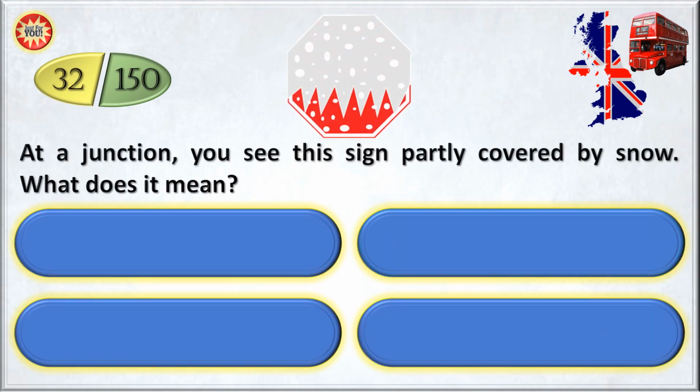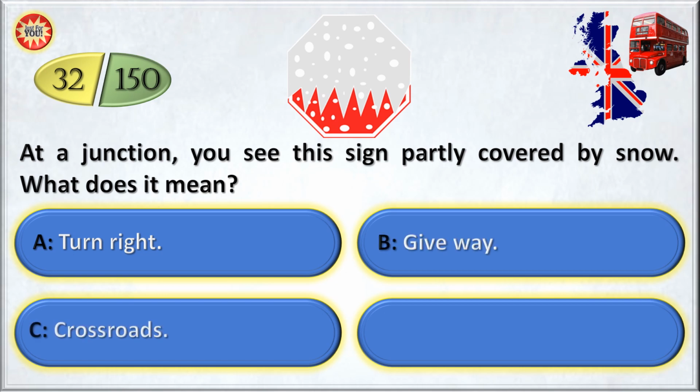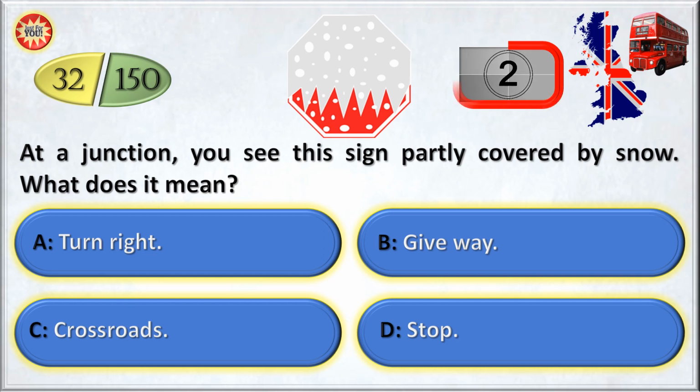At a junction, you see this sign partly covered by snow. What does it mean? Turn right. Give way. Crossroads. Stop.